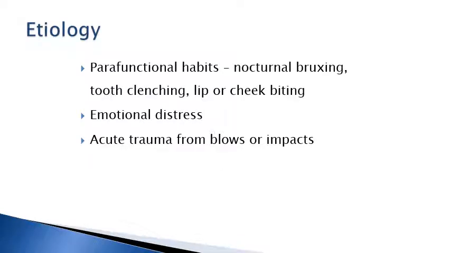So now we are going to see the etiology of temporomandibular joint disorders. These are mainly because of parafunctional habits. That is the first categorization of etiology, parafunctional habits. Something like nocturnal bruxism, tooth clenching, lip or cheek biting. Now understand over here, bruxism is grinding of your teeth.